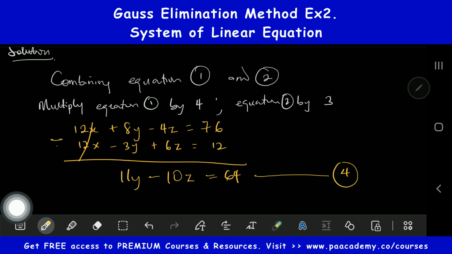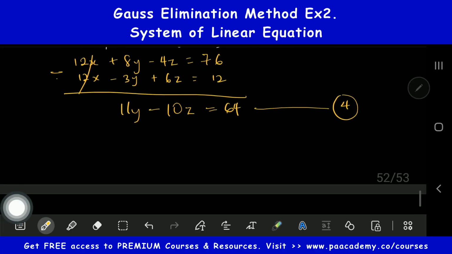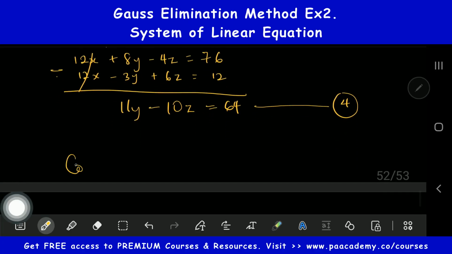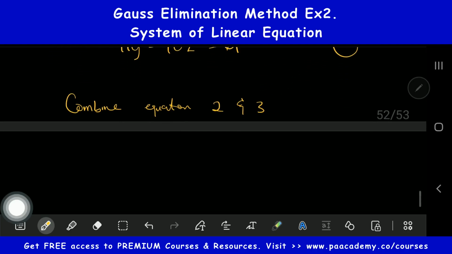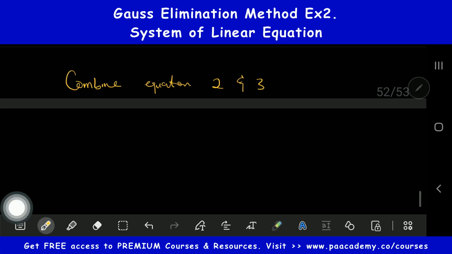So next one to do now is to combine equations. Let's work with equation 2 and 3. In doing that, let me write out our equation 2 and 3. So we are having 4x minus y plus 2z equals 4. That's our equation 2. And our equation 3 is 2x plus 4y minus 5z equals 32.